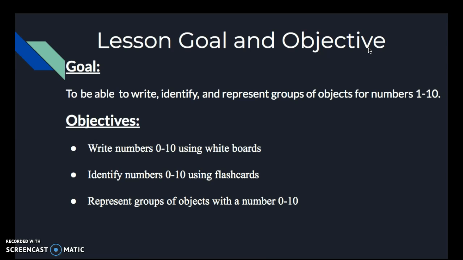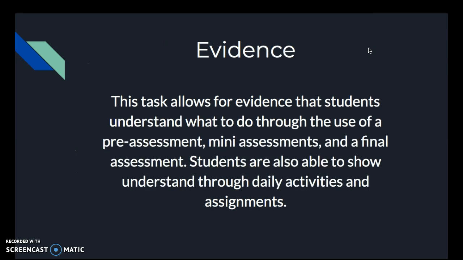So my goal for my students is to be able to write, identify, and represent groups of objects for numbers 1 through 10. The objective, they'll be able to write these numbers, I'm sorry, that should be for 0 through 10, using whiteboards, to identify numbers 0 through 10 using flashcards, and to represent groups of objects with the numbers 0 to 10.